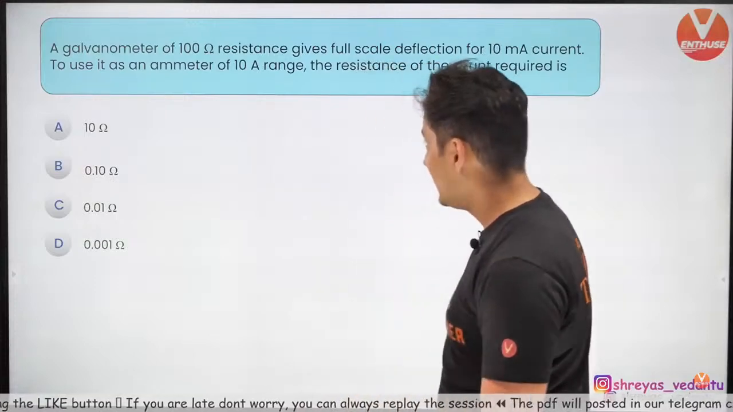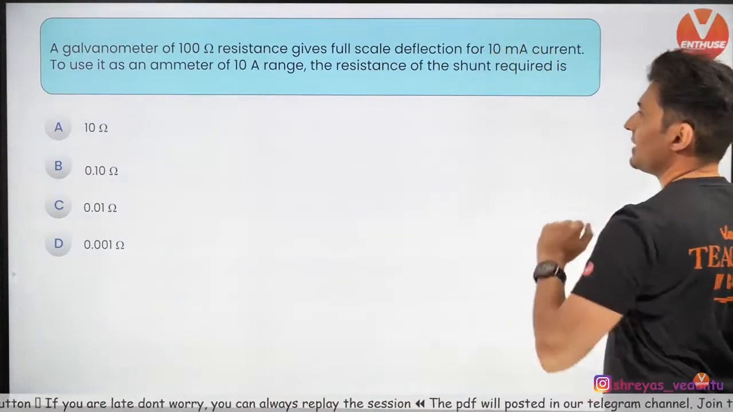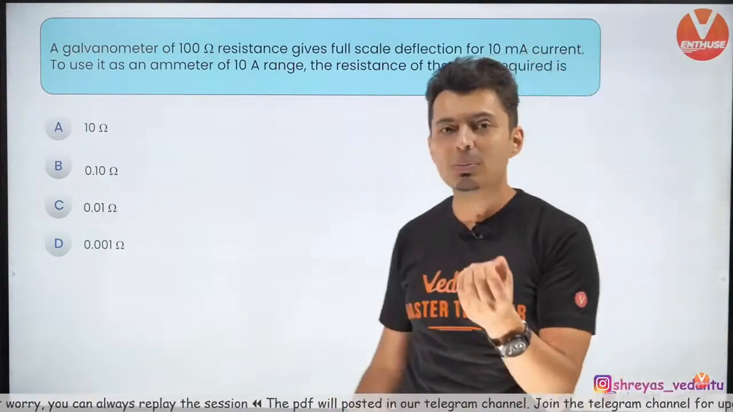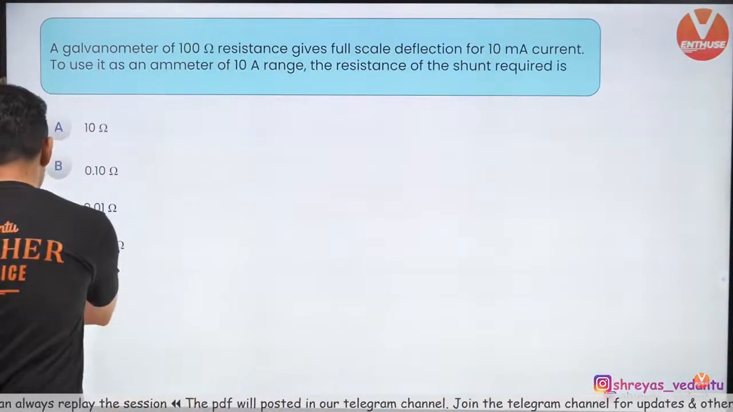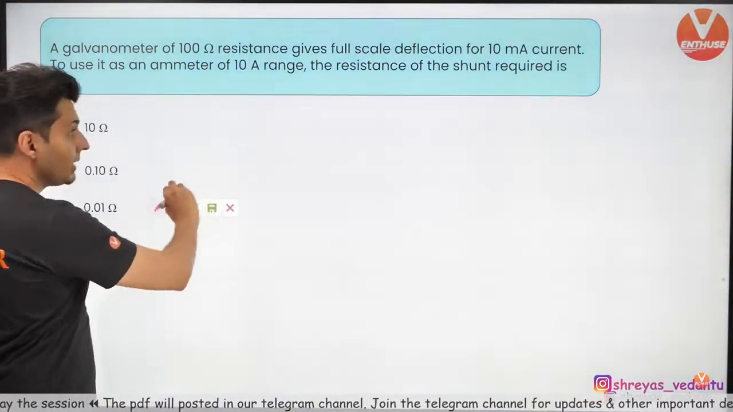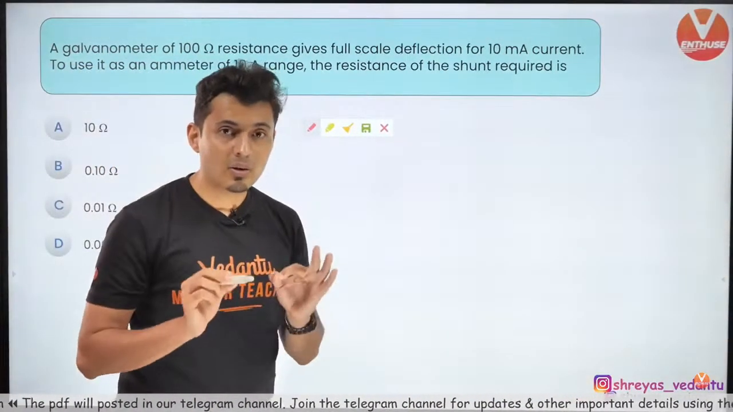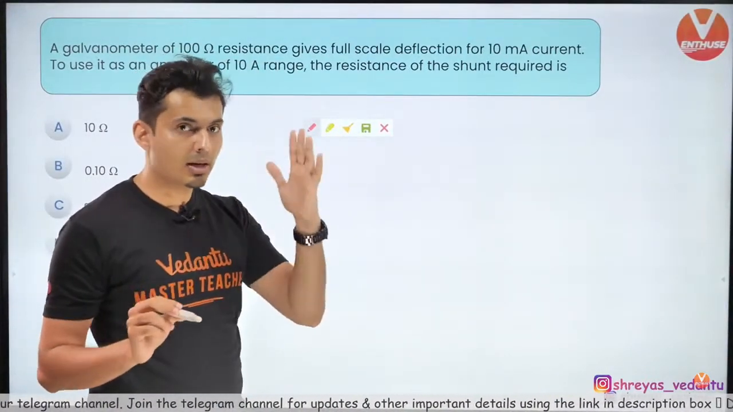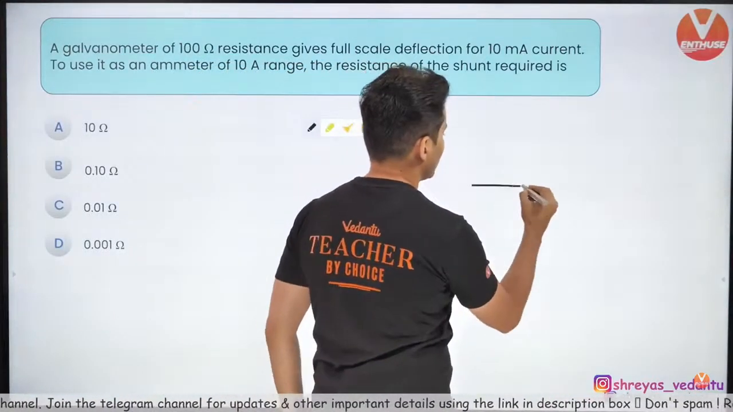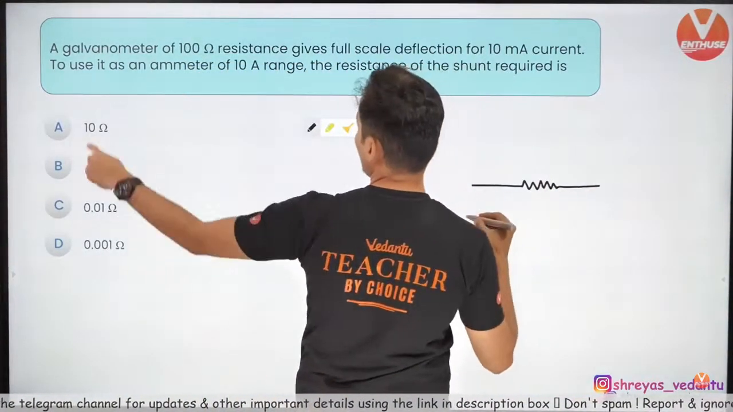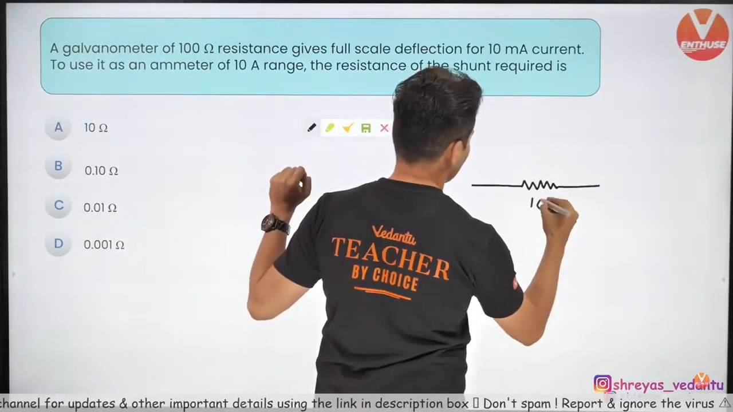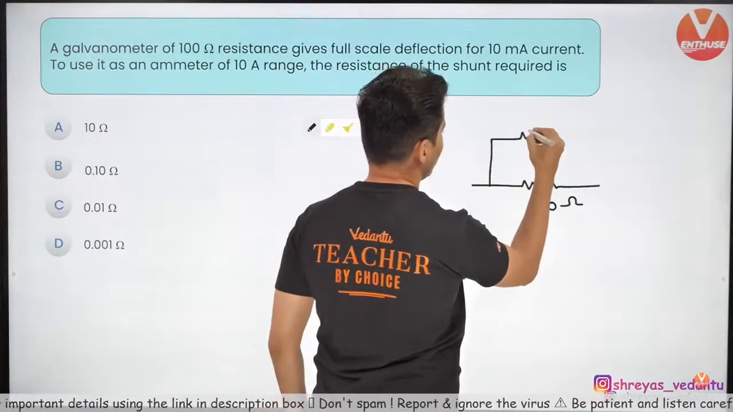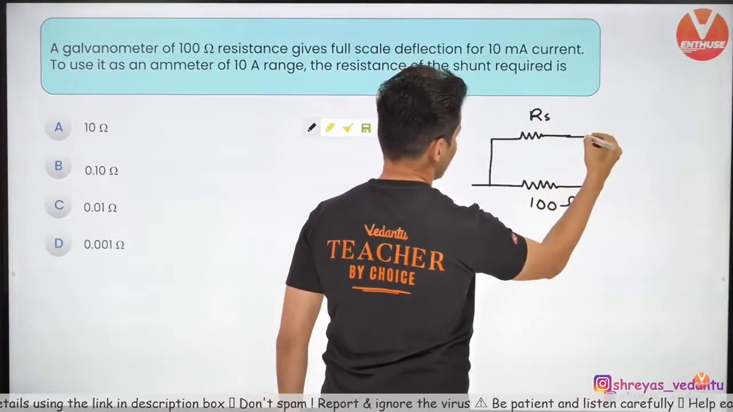A galvanometer gives full scale deflection for this current. To use it as an ammeter of 10 amperes range, what should be the shunt resistance? That's the question. I told you some time back, whenever you see an ammeter question, think of it like resistor problems. Don't get confused and don't try to recollect the formulas of ammeter. So this is your galvanometer of 100 ohm resistance. Because you are using it as an ammeter, you need a shunt resistance like this.